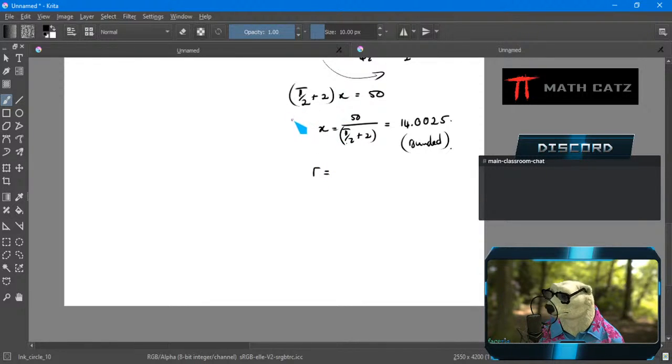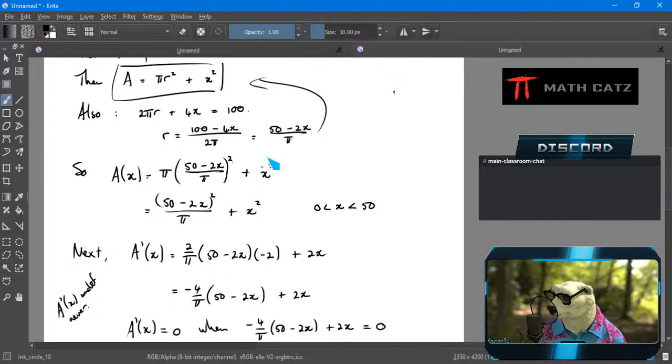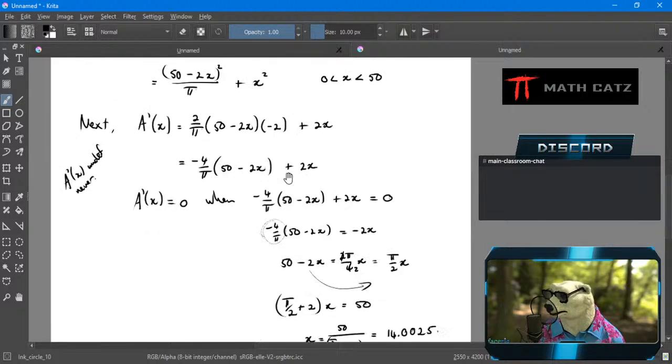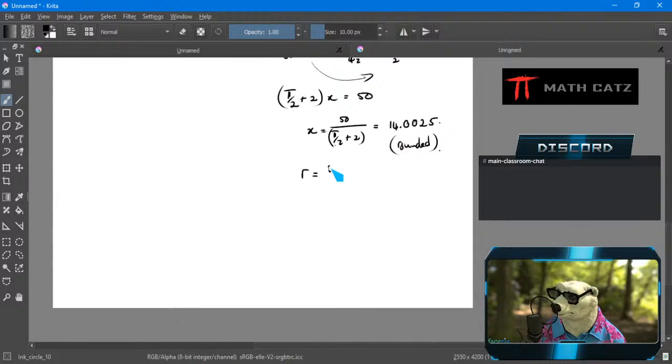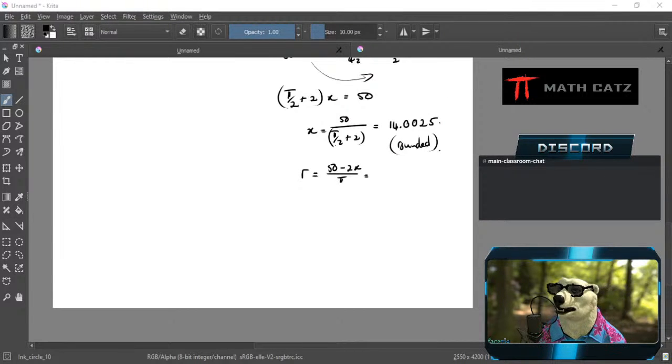What's my radius? 50 minus 2x over pi. With this x put in, now you can just put all the decimals in if you don't want all the brackets and nonsense again. Let's see what that is.